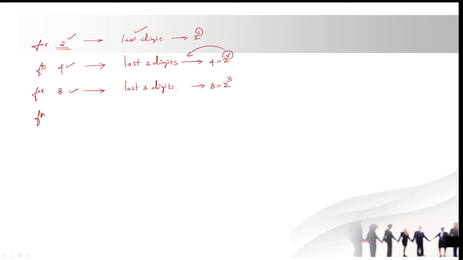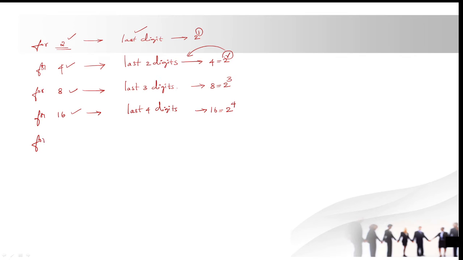So now what is the next one? 16. How to write 16? Tell me. So 16 can be written as 2 power 4, right? It means that we need to check the last four digits. If the number formed by the last four digits is a multiple of 16, or divisible by 16, then the entire number is divisible by 16. That is the simple rule for 16.